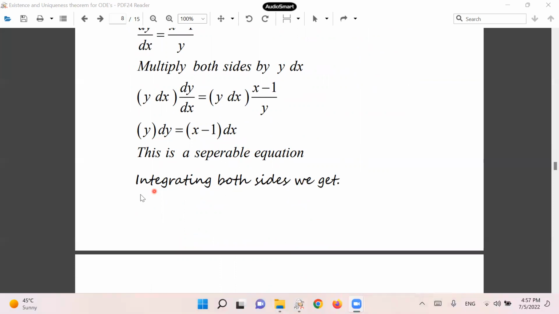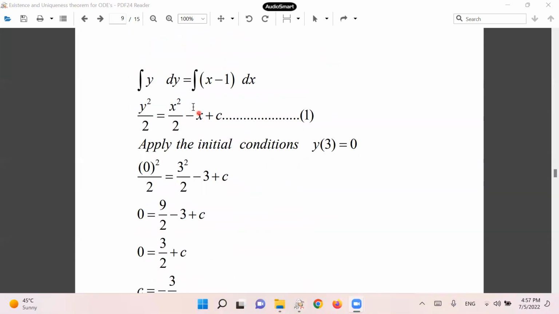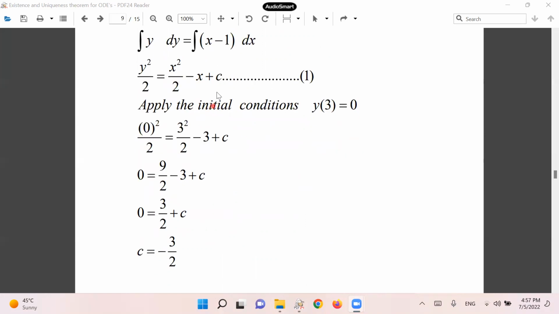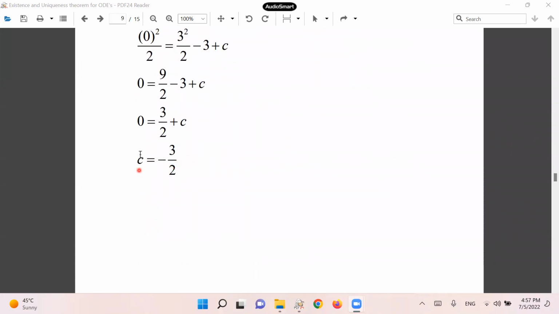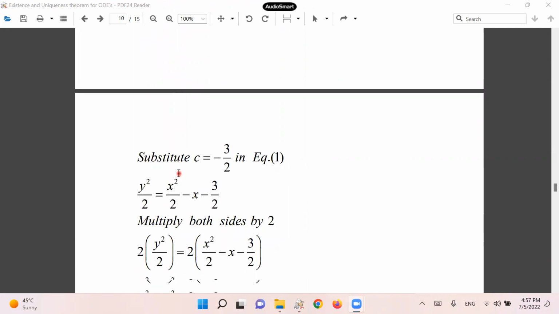This is the separable equation, and integrating both sides, we get y square over 2, and here also integrating x, we get x square over 2, and minus 1 integration will be minus x plus c. When we apply the initial condition that x is 3 and y is 0, we will get the value of c, the constant of integration. So when we substitute all these values, we get c equals minus 3 over 2. When we substitute c equals minus 3 over 2 in equation 1, we get the equation something like this.